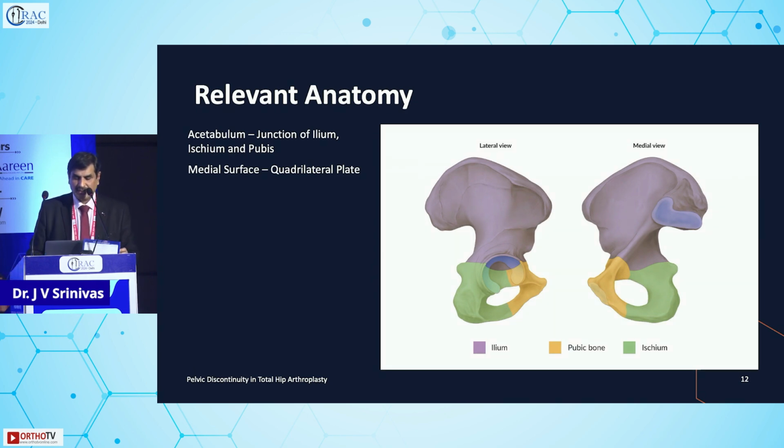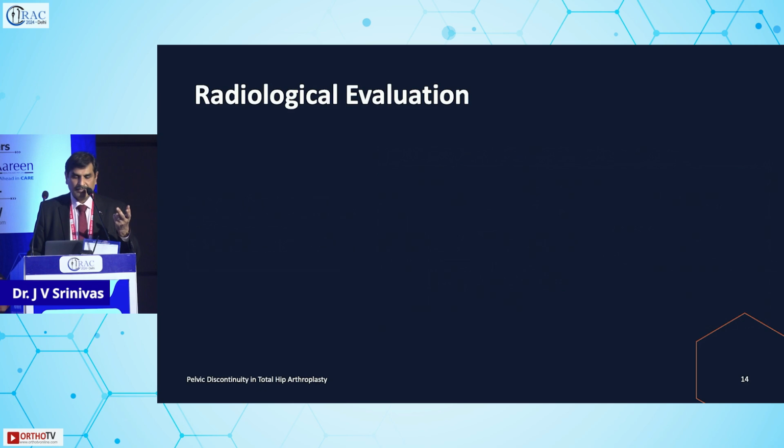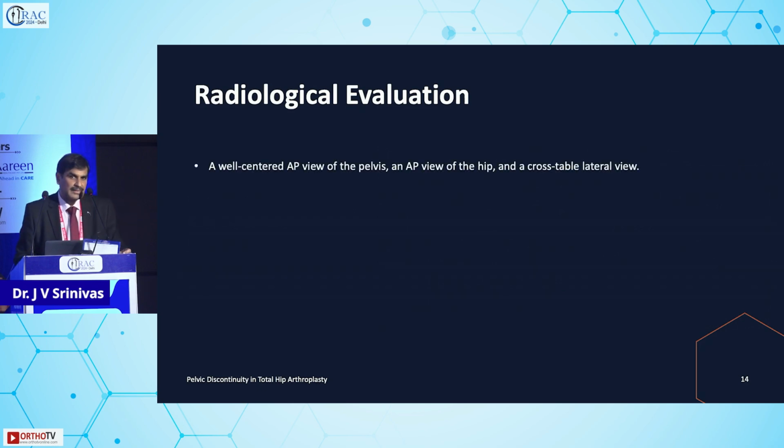I'm sure you know the ilium, ischium, and pubis. You must know the anterior column, posterior column. I'm sure you all know from morning we have been talking about it. Whenever you have an anterior column break, posterior column break, and the medial quadrilateral plate break, in all the three components, then you call it a pelvic discontinuity.